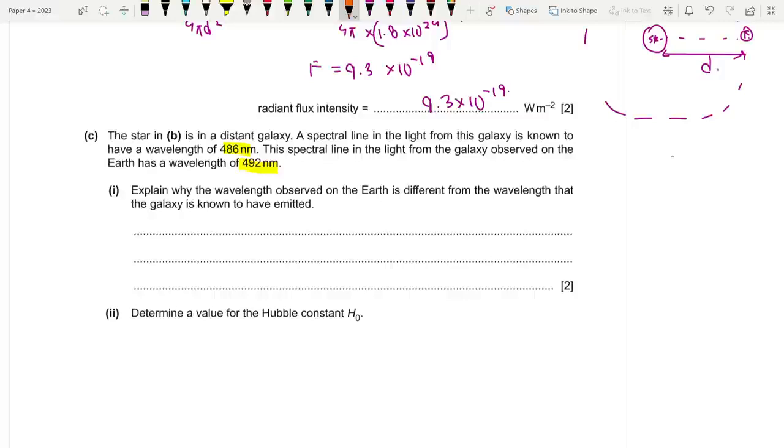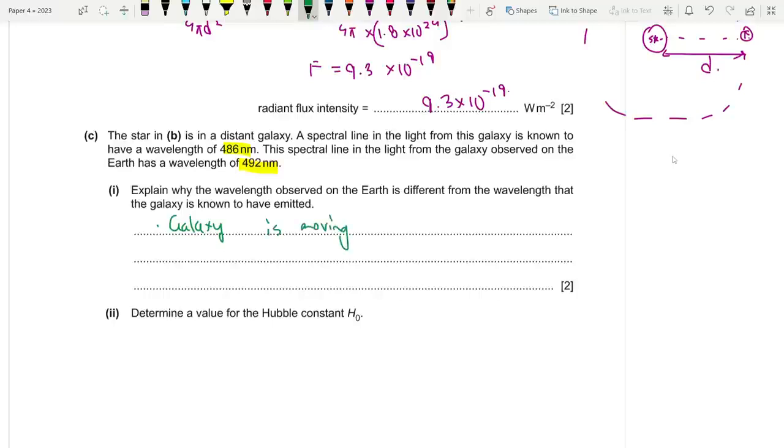This is proof that the universe is expanding and the Big Bang took place, and since then the universe has kept on expanding and has never stopped. Because you know that when an object moves away from you, the frequency decreases and the wavelength increases. Explain why the wavelength observed on the Earth is different from the wavelength that the galaxy is known to have emitted. The logic is the galaxy is moving away from the Earth.